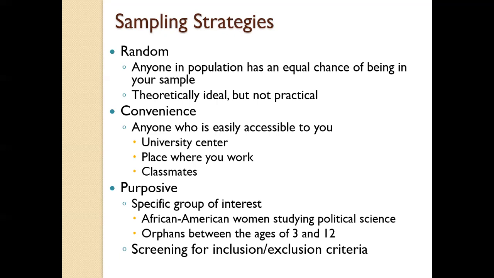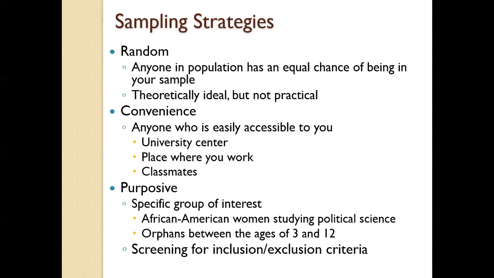This means that the likelihood that an engineering major will be in your sample is just as likely as, say, a public administration major or a psychology major. Theoretically, this is ideal. We want to be able to represent anyone in our population equally well, but it's not practical.